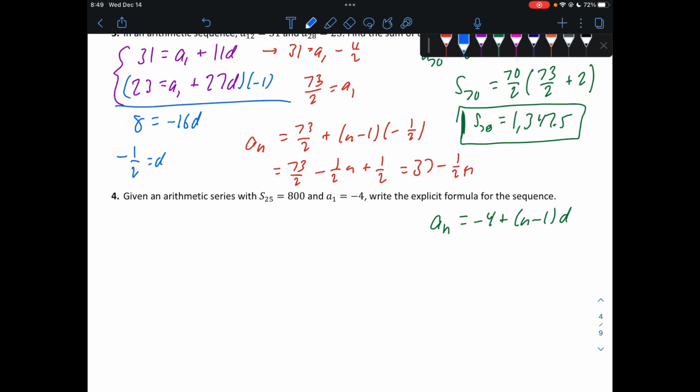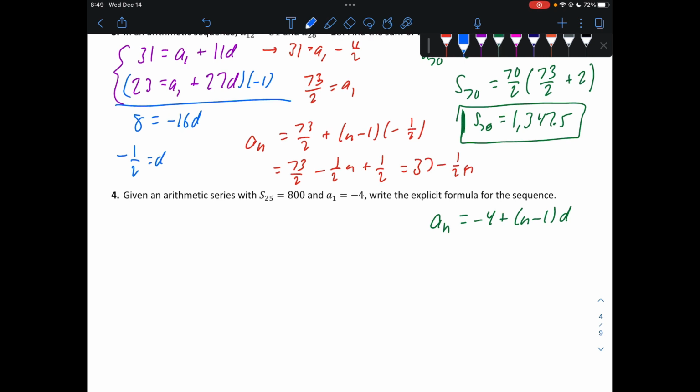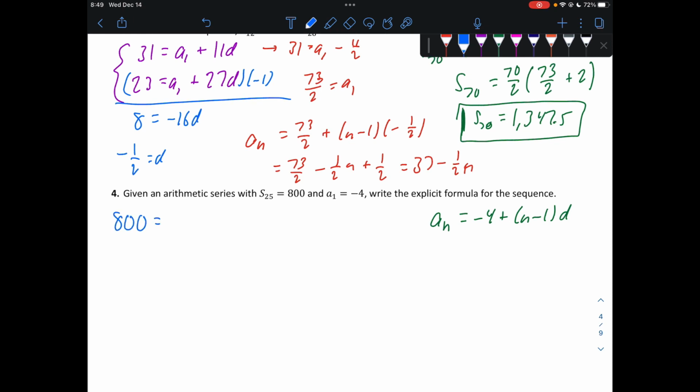We also know that the sum of the first 25 is 800. So I can set 800 equal to 25 over 2 times the first term, which is -4, plus the last term, which we don't know. But now I can use this to find the last term. If I solve this for a sub n, I can multiply by 2 and divide by 25. Now we get 64 equals -4 plus a sub n. So 68 is a sub n. So the last term is going to be 68.